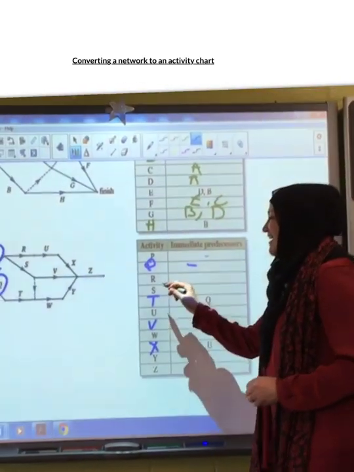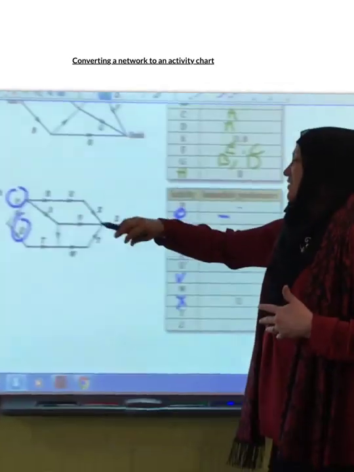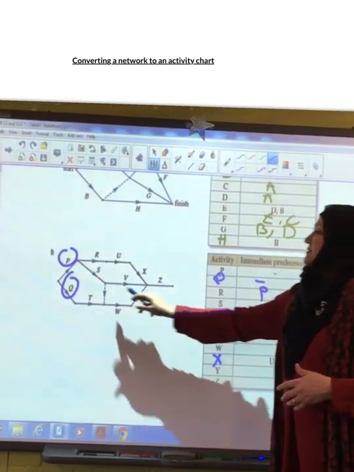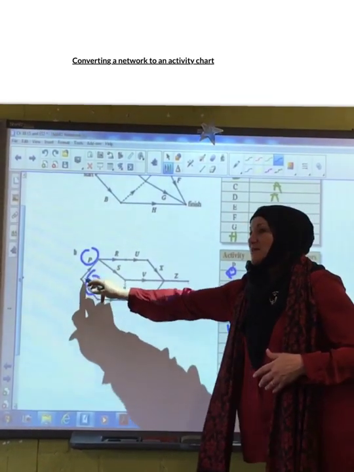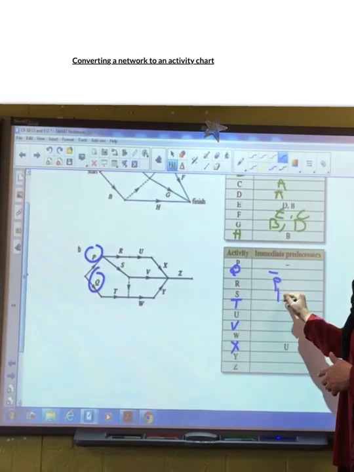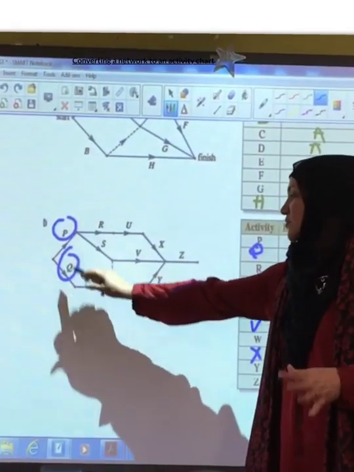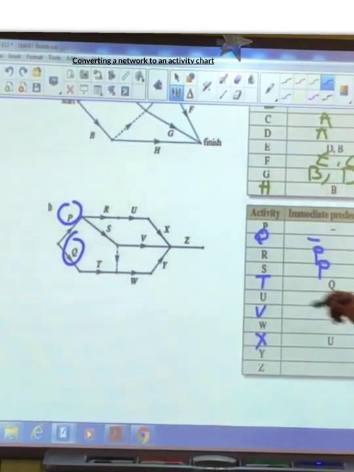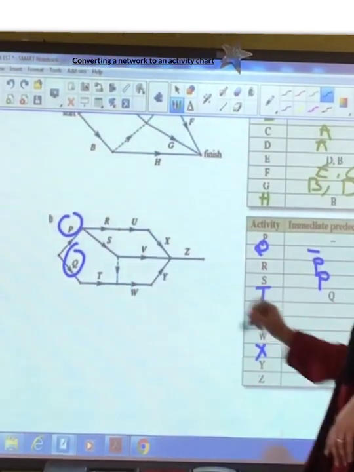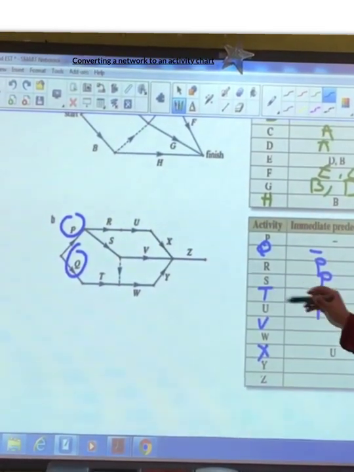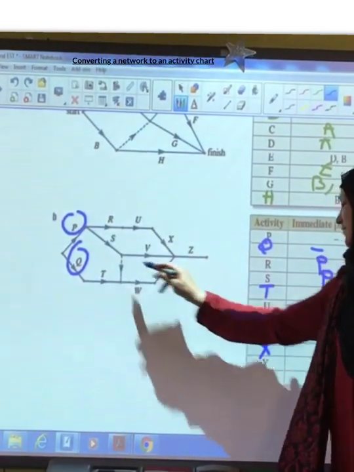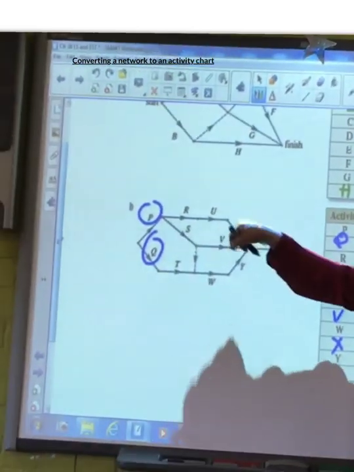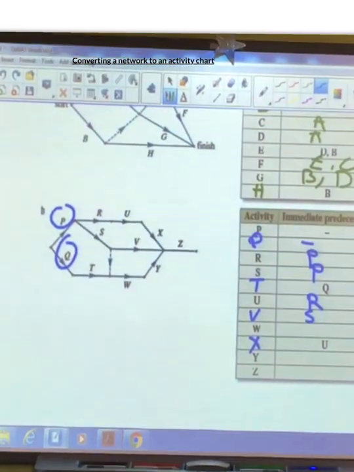Alright, R. Who is the predecessor of R? Look at R. P. Very good. S. P. T. Already they told us it's Q. U. Have a look at U. U is coming from R. V. V is coming from S. Anything else? No. You notice that it has the arrow down, not up. If it was up, you would say T.